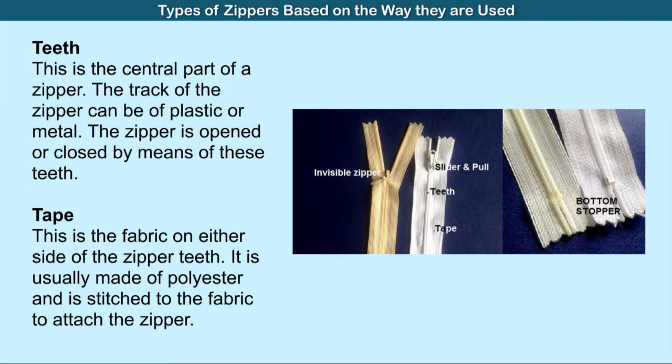The second one is tape. This is the fabric on either side of the zipper teeth. It is usually made of polyester. This is stitched to the fabric to attach the zipper.